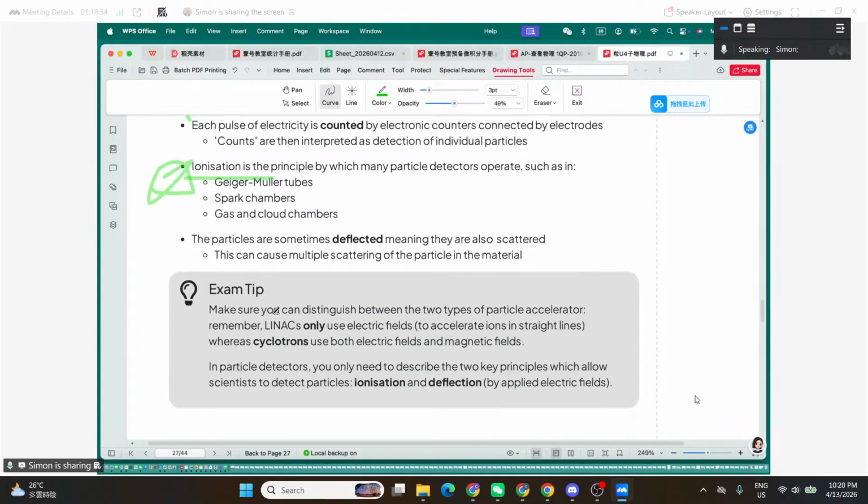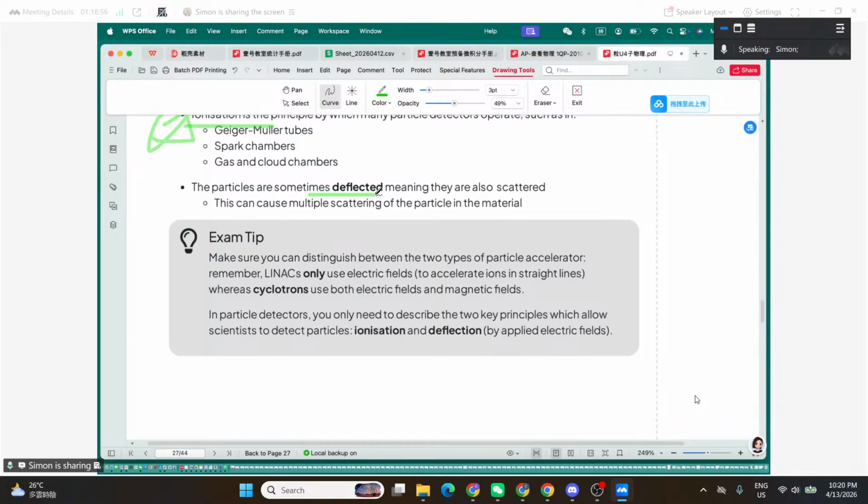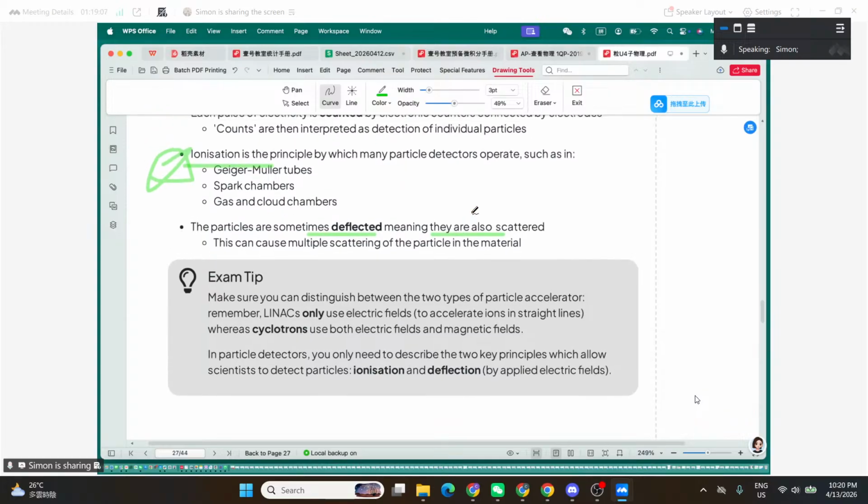And remember this one: the particles are sometimes deflected, which means they are scattered. Okay, understand?